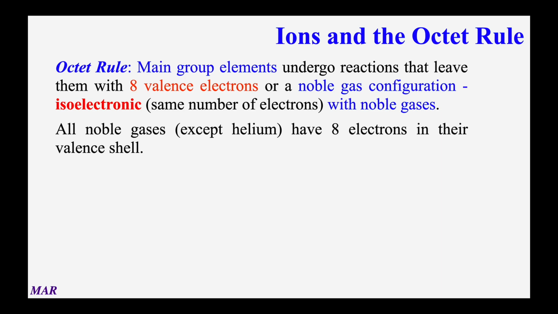Now, we're going to talk a lot more about this in a future chapter, but for right now, all the noble gases do have 8 electrons in their valence shell, the outer shell, except for helium. And again, we'll talk about this in more detail later.